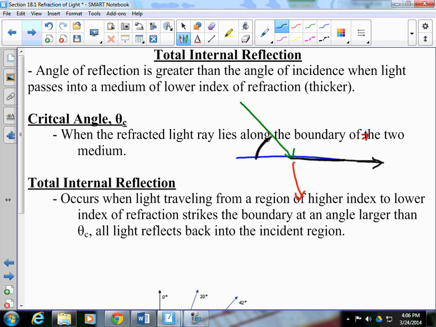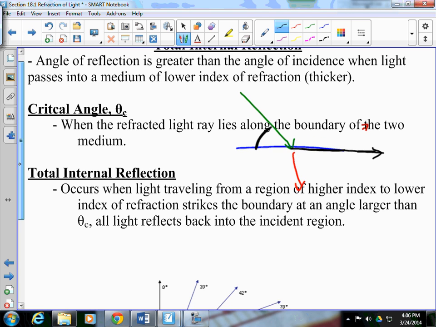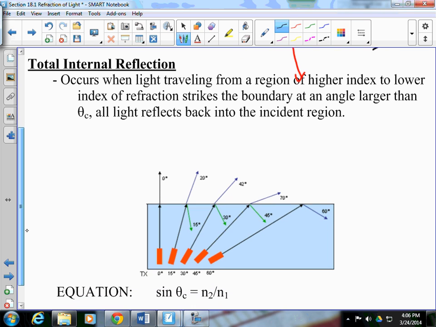Now, when we talk about total internal reflection, it still deals with refraction, but this picture should give you an idea. It occurs when light traveling from a region of a higher index to a lower index of refraction. That's the first stipulation. We have to be traveling from a higher index to a lower index. All of the light reflects back into the incident region. So what we have here is 4 examples on the bottom, each angle varying. And what you can see here is in the blue we have the refraction angle, and in the green we have the reflection angle.